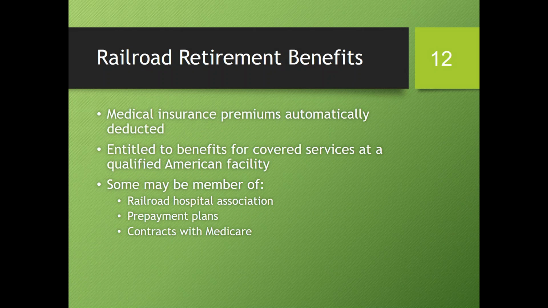Railroad retirement benefits. This is medical insurance premiums that are automatically deducted. Entitled to benefits for covered services at a qualified American facility. Some may be members of the Railroad Hospital Association, prepayment plans, and contracts with Medicare. Railroad Retirement Board offices maintain eligibility records for Medicare. Many prepayment plans make arrangements for Medicare to receive direct payments for services it furnishes under Medicare Part B. The Medicare Railroad Retiree Carrier is usually a different regional Medicare administrative contractor than the standard MAC.